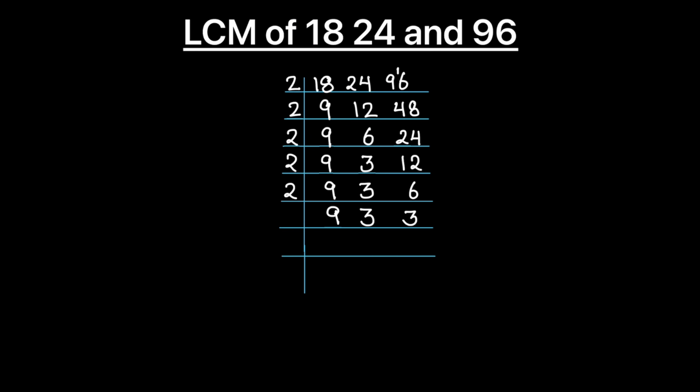Now all the three numbers are divisible by the next prime number, 3. 3 times 3 is 9, 3 times 1 is 3, 3 times 1 is 3, and 3 times 1 is 3. So all the numbers are fully divided.